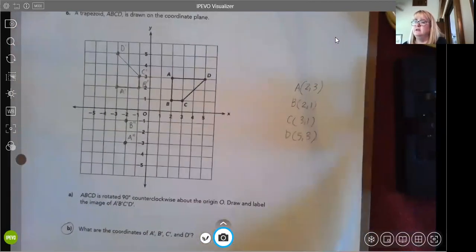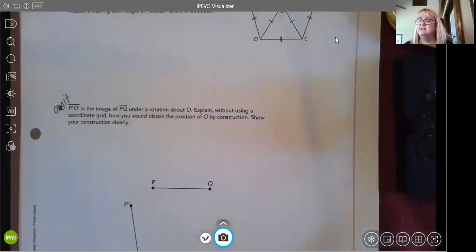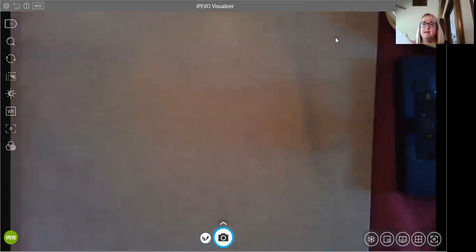Good news, we are omitting 7 and we are omitting 8. So 7 and 8 you can omit.